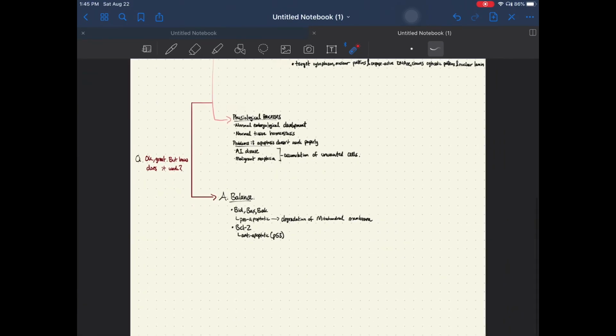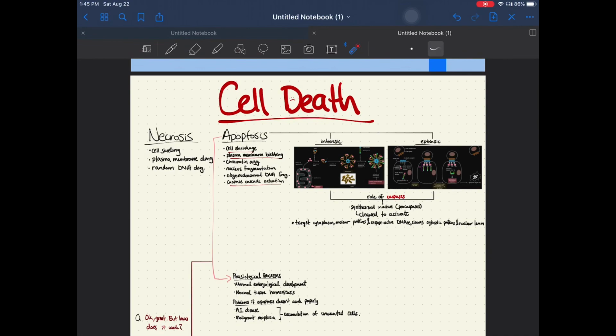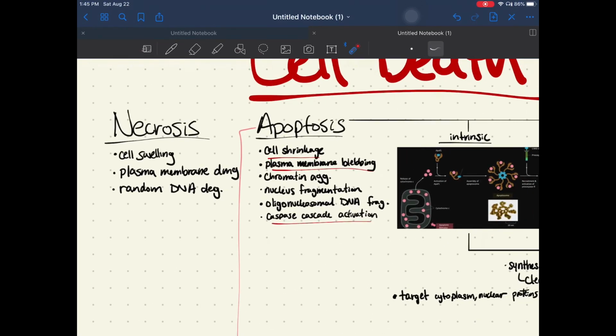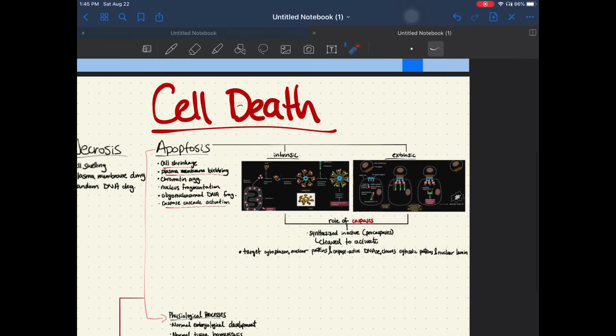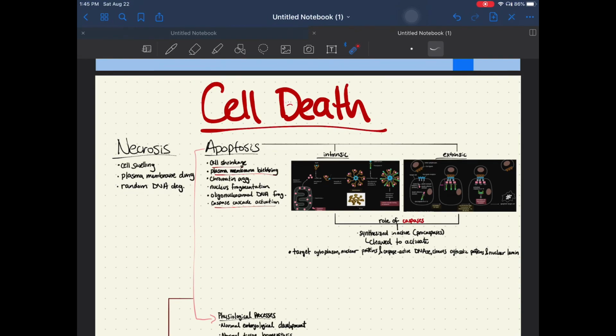So I hope this explains the process of cell death, the difference between necrosis and apoptosis, and inside of apoptosis, the intrinsic and extrinsic pathways, and how apoptosis happens.